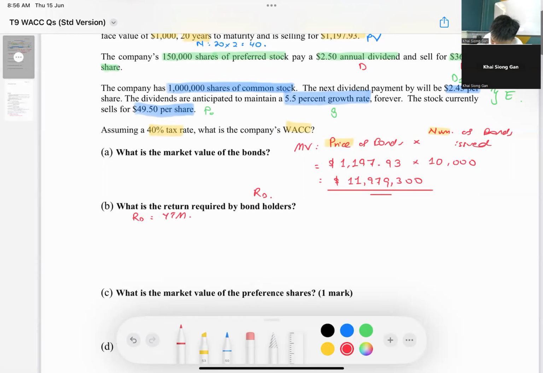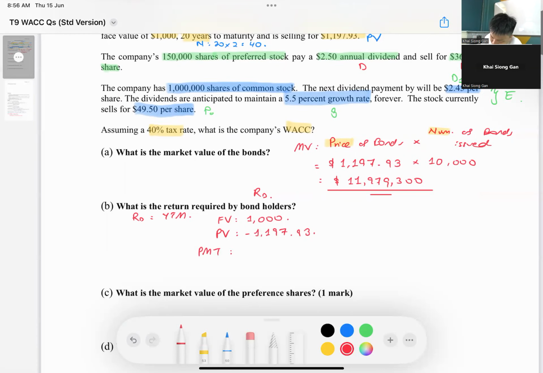So for bonds, you start with FV first. Future value is always 1,000. So 1 mark already when you write this. For bonds, FV is always equal to 1,000. Okay, PV, how much do you need to pay when you want to buy these bonds? Negative 1197.93. And then what about the coupon payment, PMT?